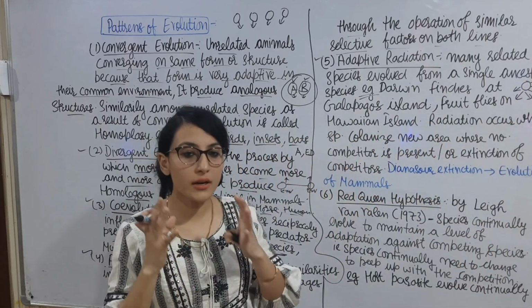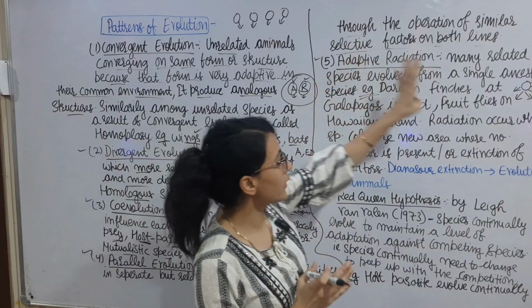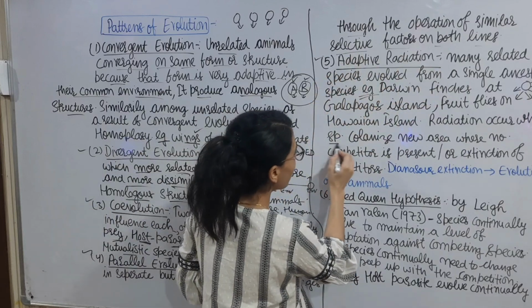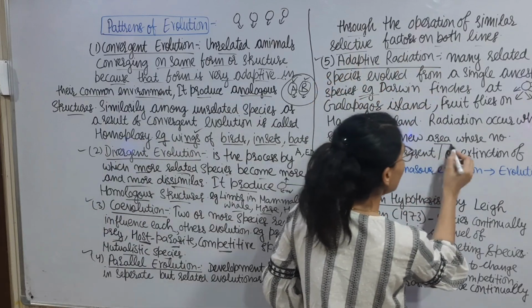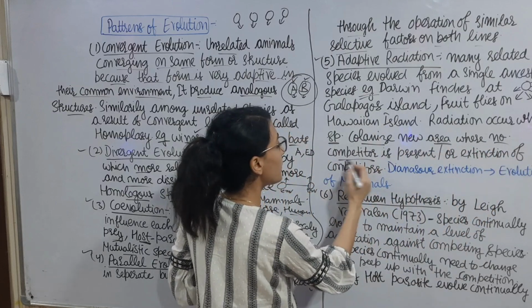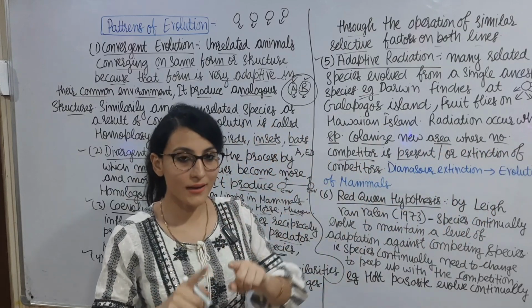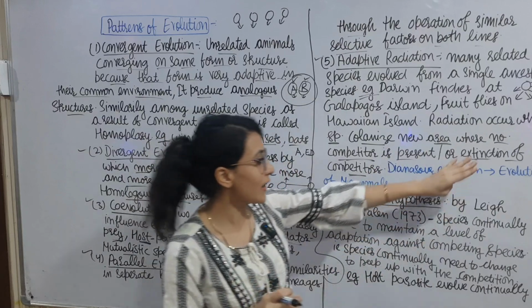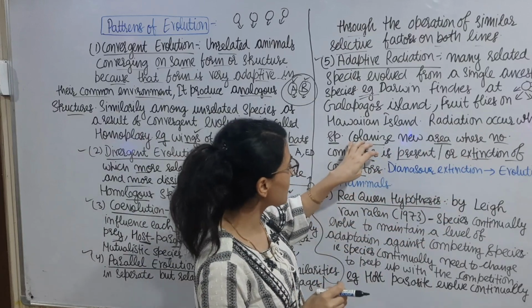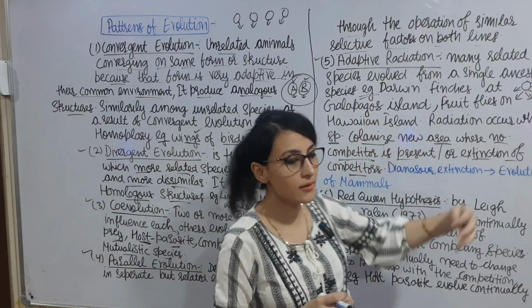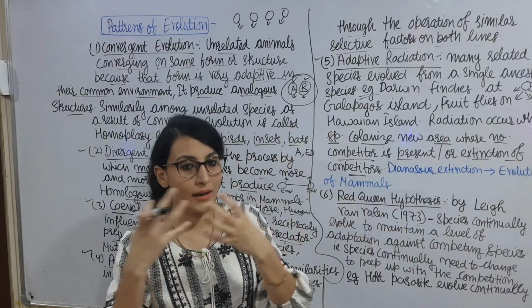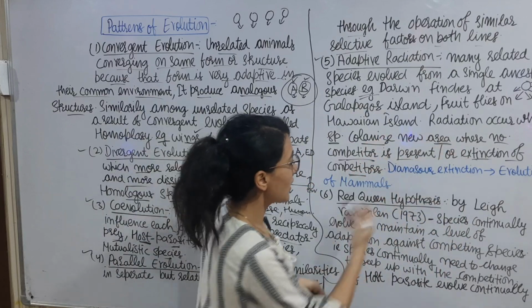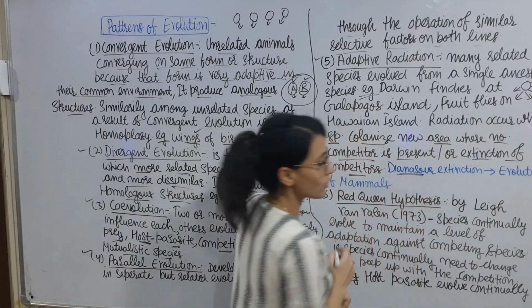Now there are two conditions in which adaptive radiation occurs. First of all, if a new species colonizes a new area where no competitor is present, or secondly, if some competitor present in the area goes extinct, then this new species which colonizes the area tends to radiate into different species. As for example, the dinosaurs.